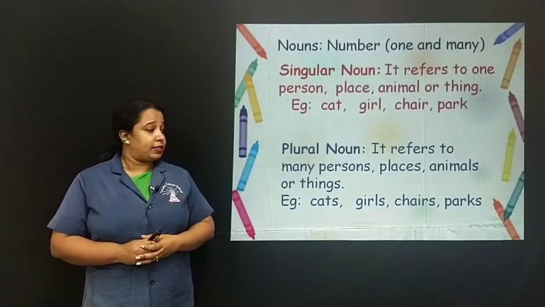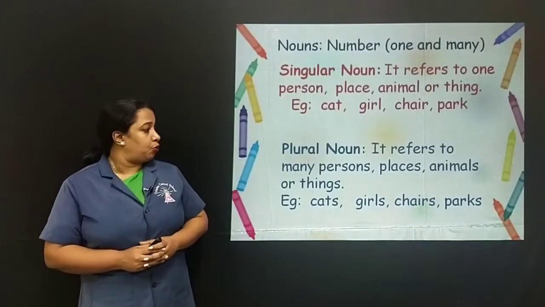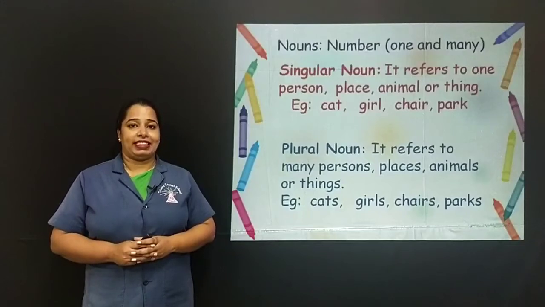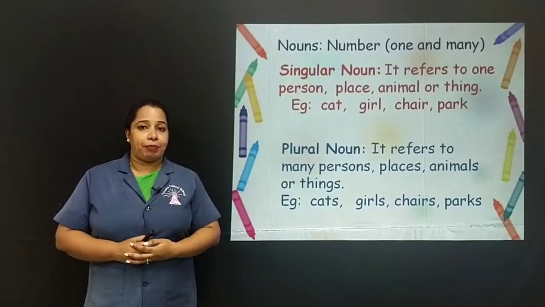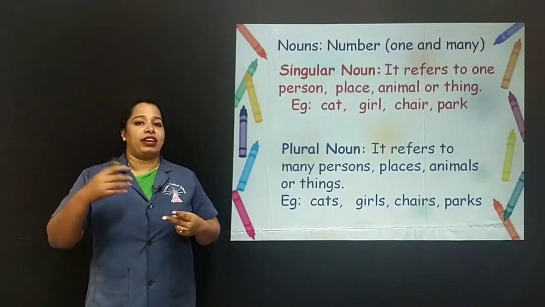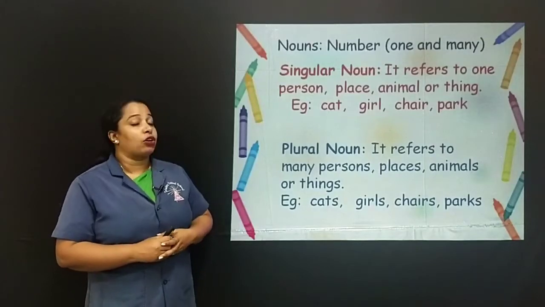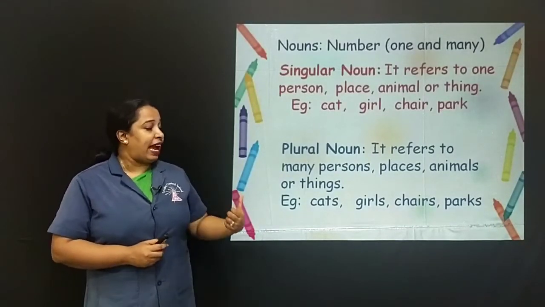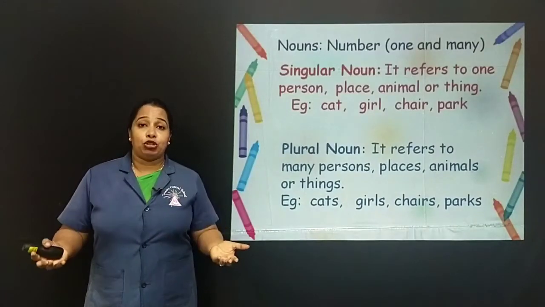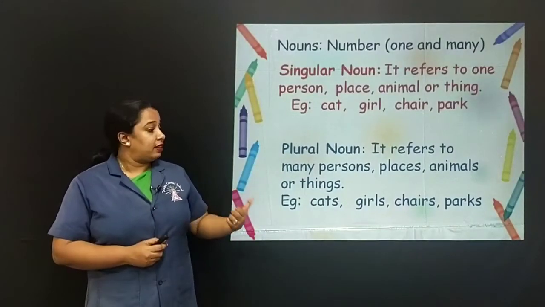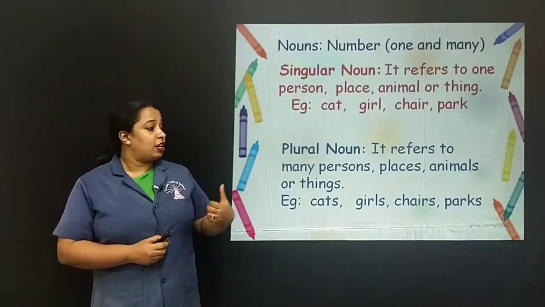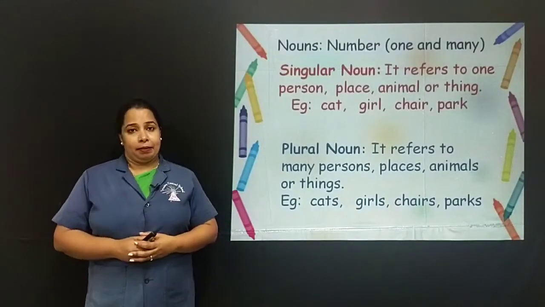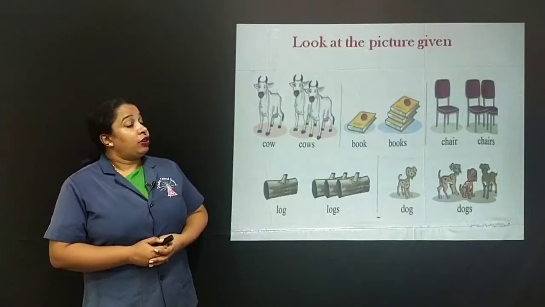What are plural nouns? Plural noun refers to many persons, places, animals or things. When we are talking about maybe two or more nouns, then they are called plural nouns. Let's look at the examples. Cats. Here we are talking about maybe two or more cats. Girls. Many girls. Chairs. Many chairs. Parks. Many parks. Look at the picture given.